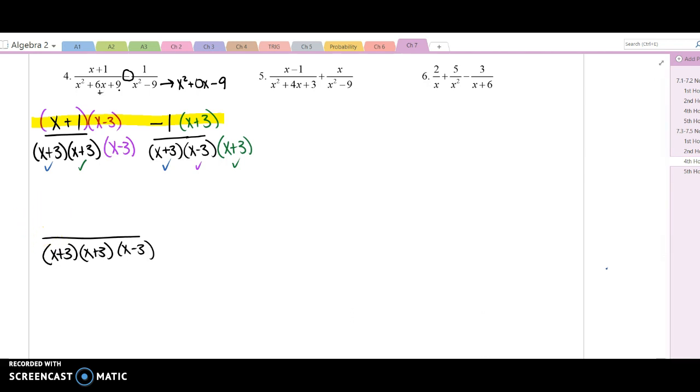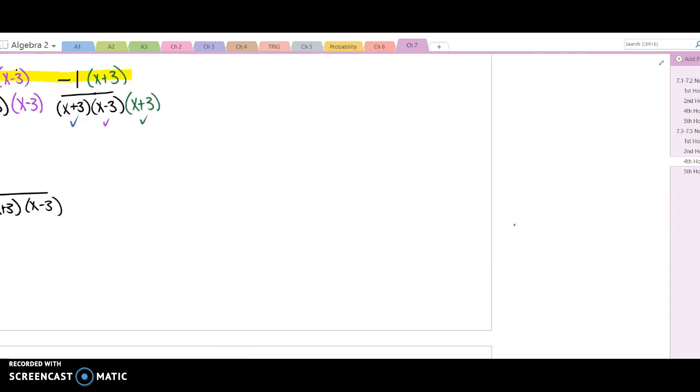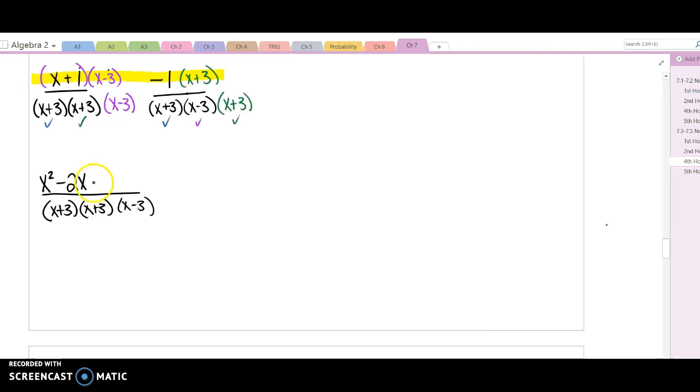When you multiply x plus 1 times x minus 3, your first term is going to be x squared. Your second term, if you add those two numbers together, 1 plus a negative 3 is negative 2. So our middle term is negative 2x. The last term, you multiply those together, that would be negative 3. Okay, so by multiplying that first numerator out, we got x squared minus 2x minus 3.